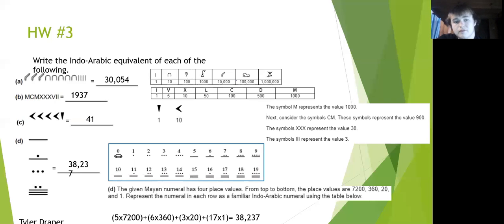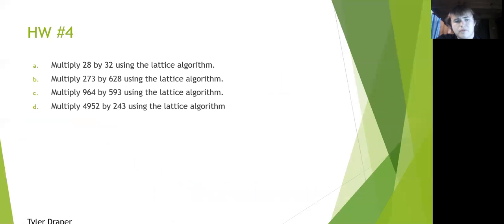All right, that's homework number 3. All right, homework number 4, we're going to multiply by lattice algorithms. We have 4 problems we're going to do here.